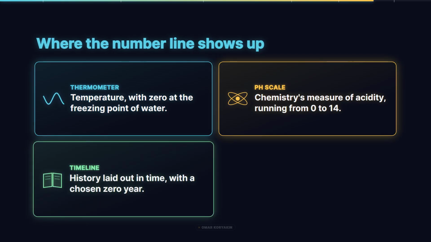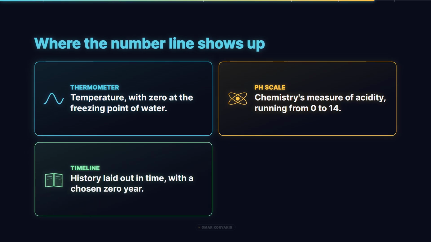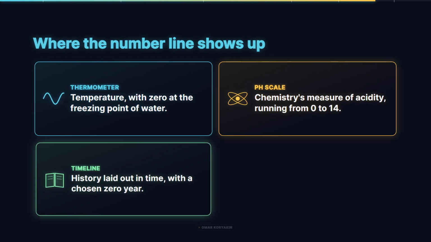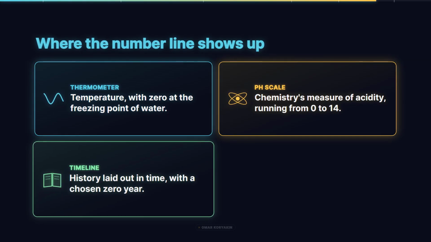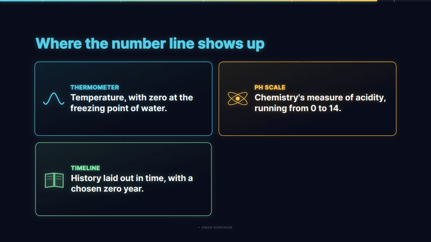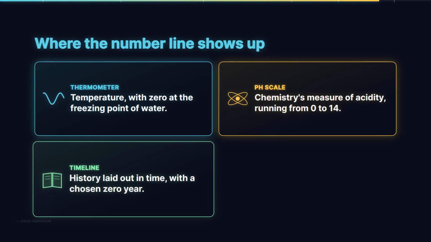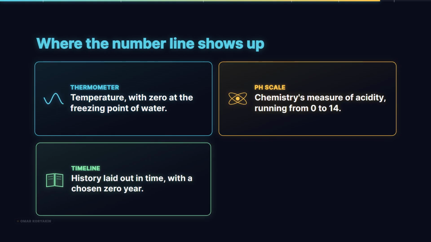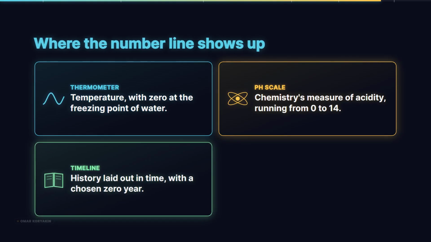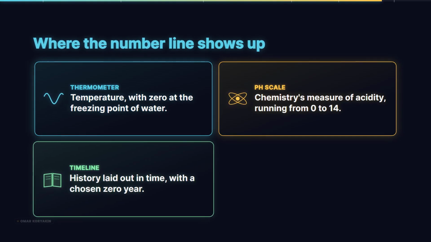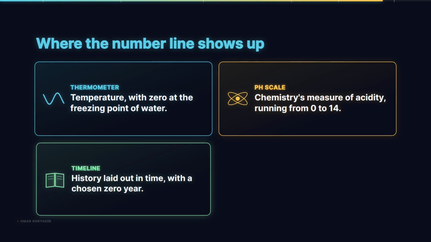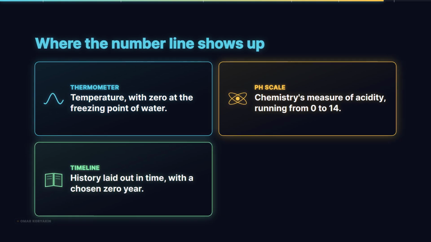On a historical timeline, dates spread to the left of a chosen reference year as the past and to the right as the future. The Roman Empire sits to the left, the moon landing sits to the right of the year 0. The line lets you immediately see what happened before what and how far apart any two events sat in time. The same line is used for calendar years.